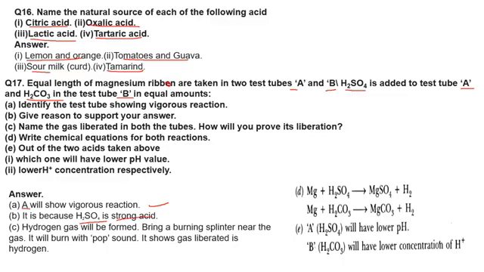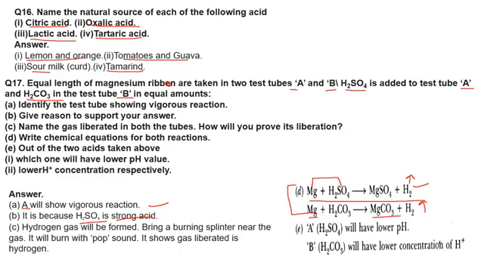And name the gas liberated in both the tubes. That is definitely hydrogen gas, which is liberated in both the tubes. Here you can see the equation where the hydrogen gas is released. Mg plus H2SO4 gives MgSO4, the salt is formed, and hydrogen gas is released. Magnesium plus carbonic acid, H2CO3, gives magnesium carbonate plus hydrogen gas. Okay, let's read the further questions.